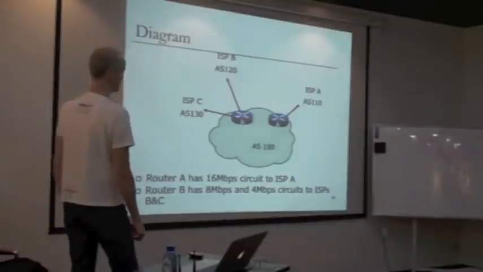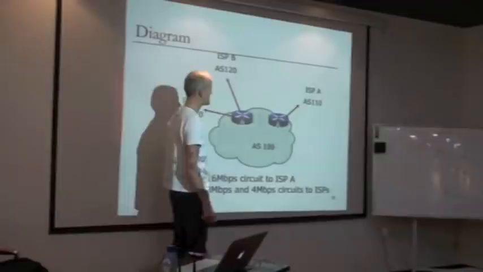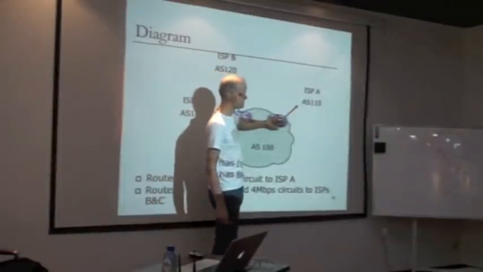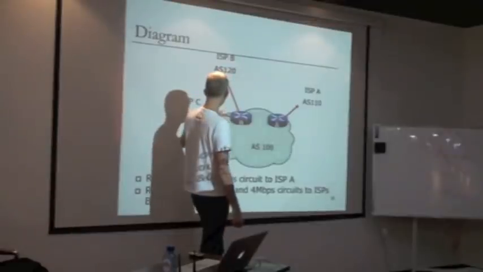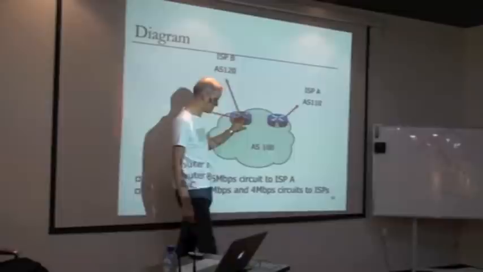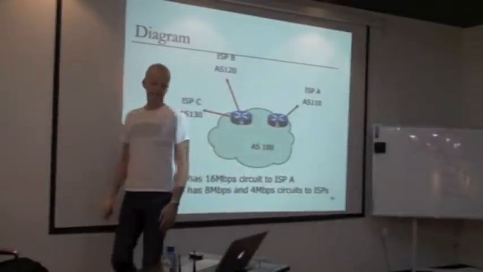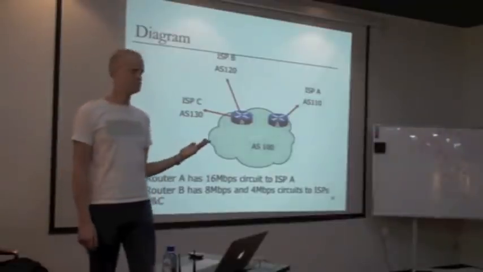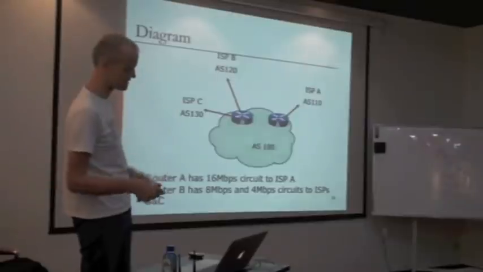So the picture looks like this. Got AS100. 110 is upstream with the 16 meg. 120 is 8 meg. 130 is 4 meg. So we've got 4 plus 8 is 12 out of router B and 16 out of router A. Make sense? It's better than having 3 different routers trying to do it. So we balance it like this.